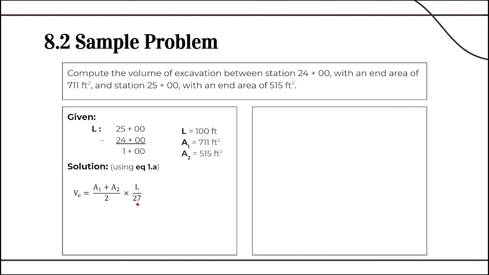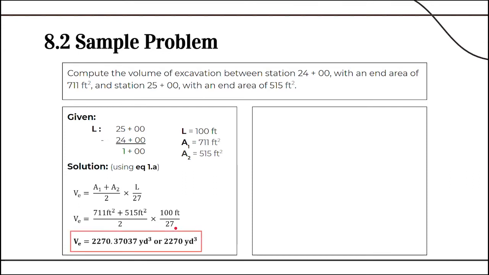And substituting our given, we have VE is equal to A1, which is 711 square feet, plus A2, 515 square feet, over 2, multiplied by the horizontal distance, which is 100 feet, over 27. And using a calculator, we can solve our average end area volume, which is equal to 2,270.37037 cubic yards, or 2,270 cubic yards.